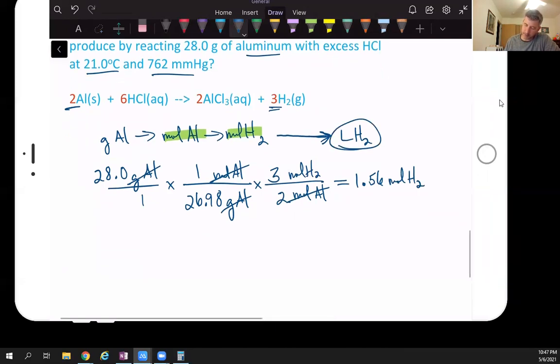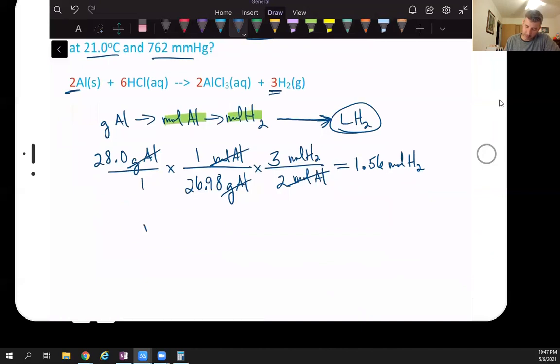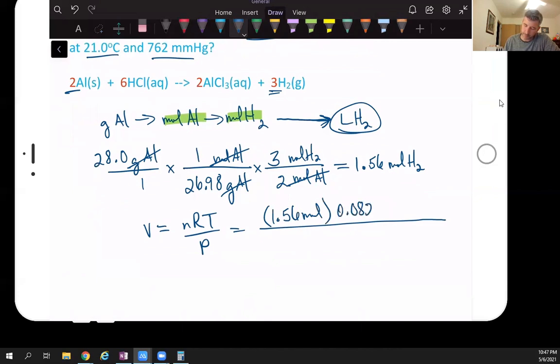That's our end point. So that means we're going to take the ideal gas law, namely V equals nRT over P. Okay, we just found our n, 1.56, R, 0.0821. And our temperature, we have 21 degrees Celsius, so plus 273, maybe 294 kelvins.